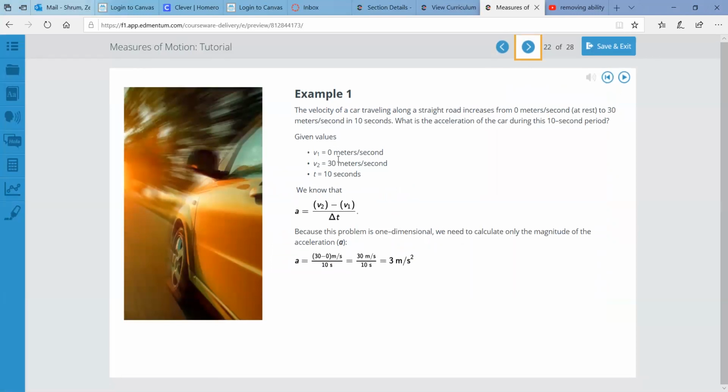Example 1: you're starting out at 0 meters per second, at rest, on a straight road, and you accelerate to 30 meters per second in 10 seconds. So we know that acceleration equals the change in velocity divided by the change in time. So we have a equals 30 minus 0 divided by 10 seconds. So we have 30 over 10 meters per second over seconds, or 3 meters per second squared.